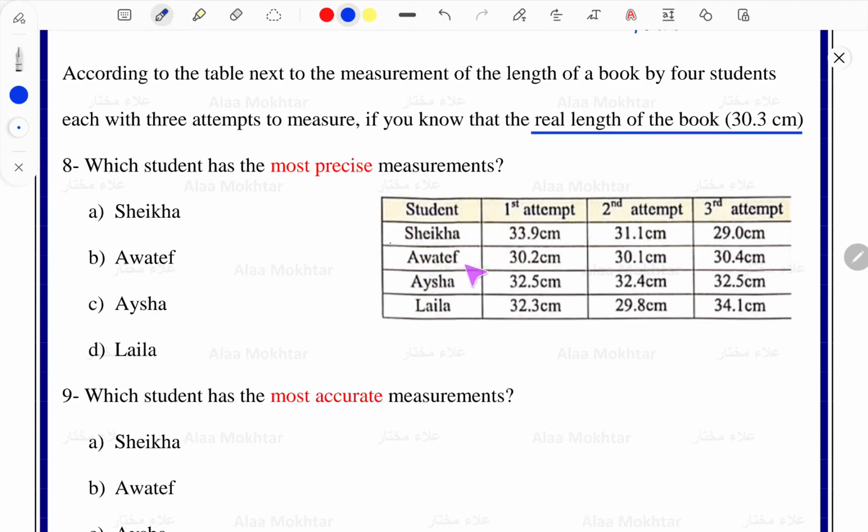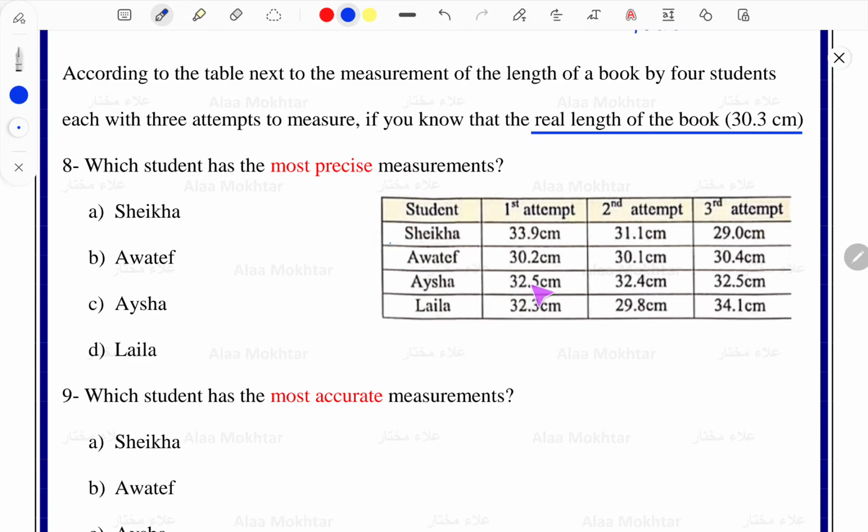What about Awatif? Awatif's measurements: 30.2. It's very close to 30.1. It's also close to 30.4. But let us check Aisha and Layla's measurements and the comparison with Awatif.